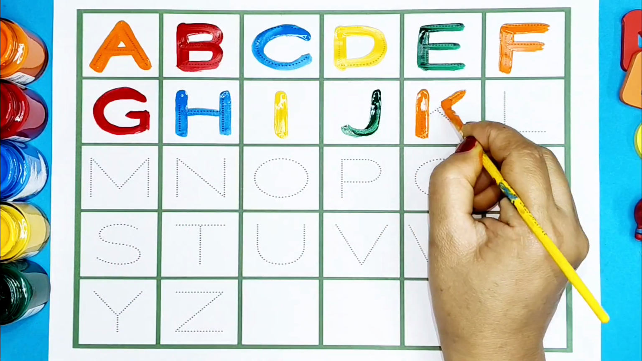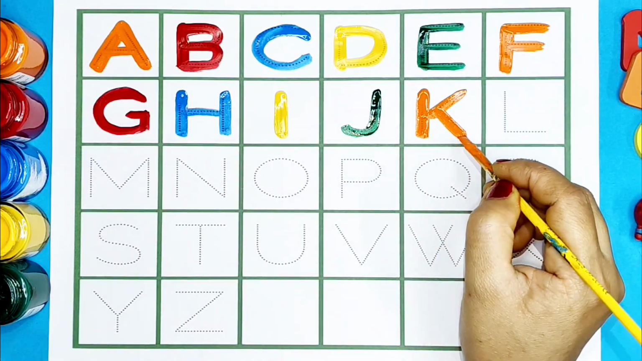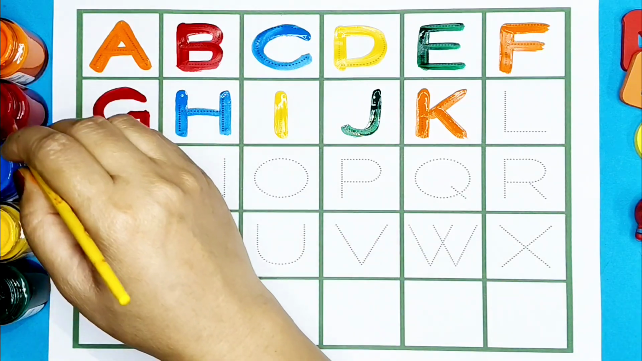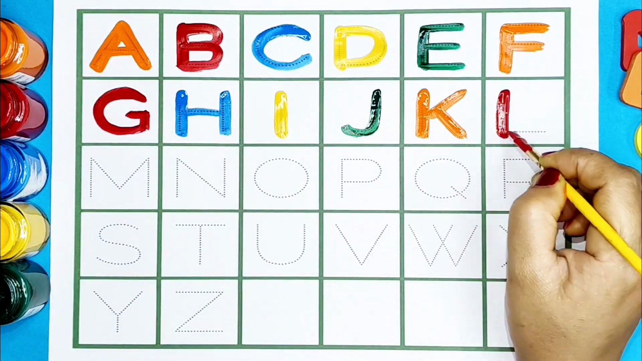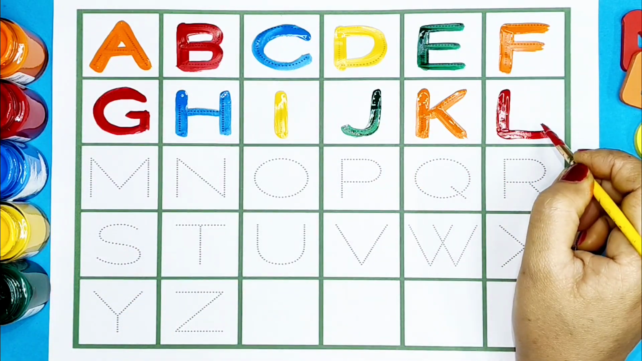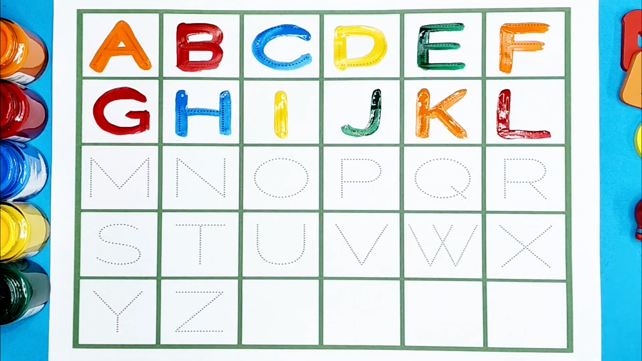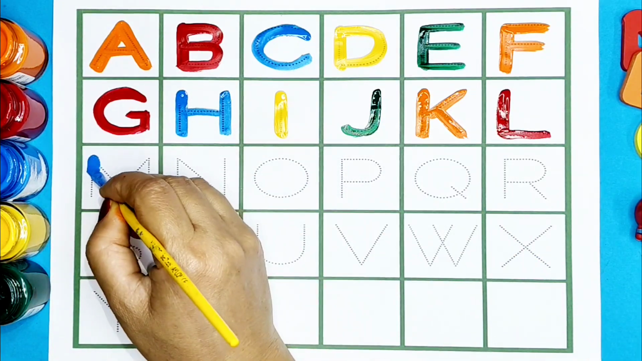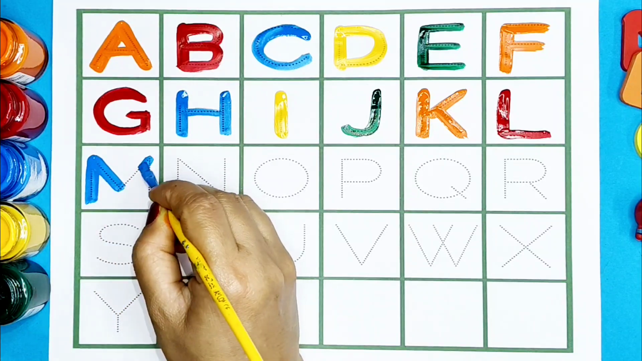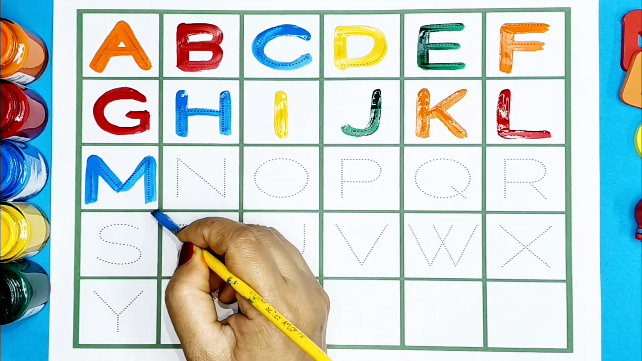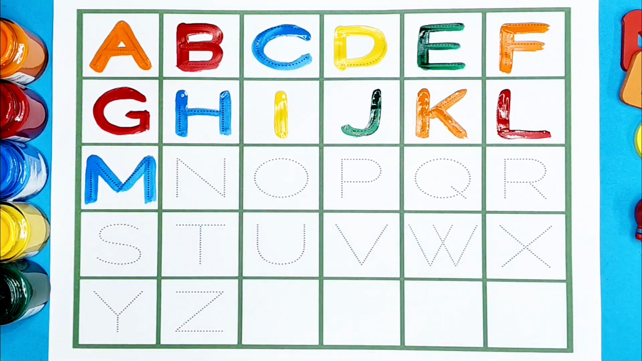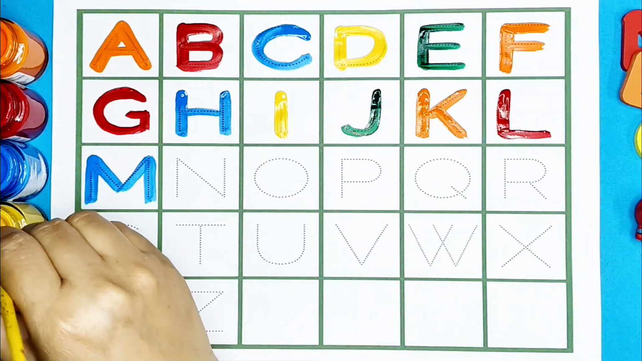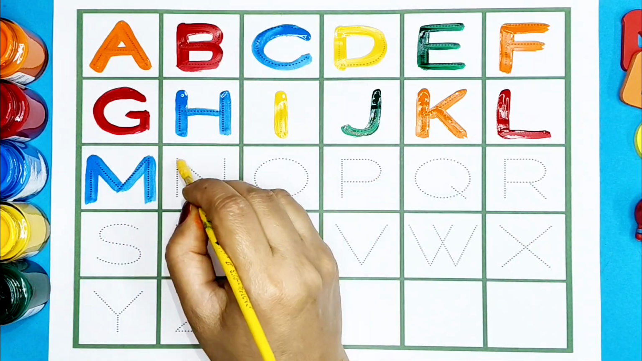Orange color. K. K for kangaroo. Red color. L. L for lotus. Sky blue color. M. M for marigold flower. Yellow color.